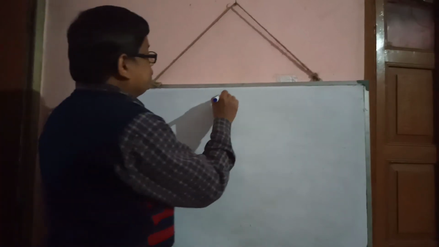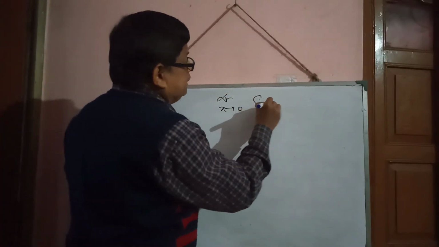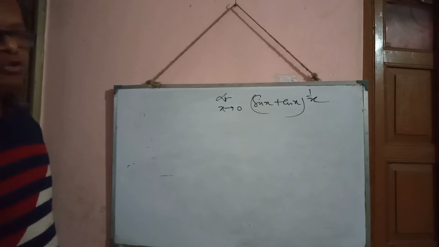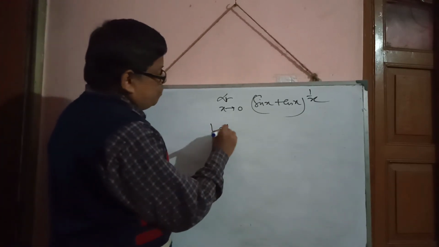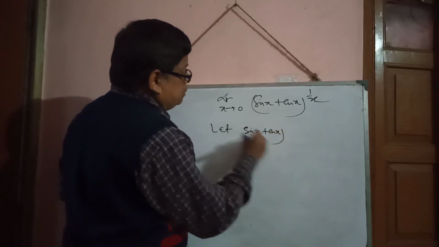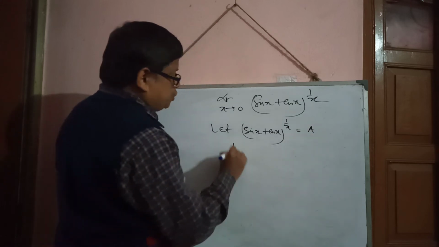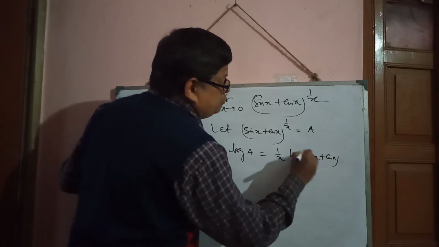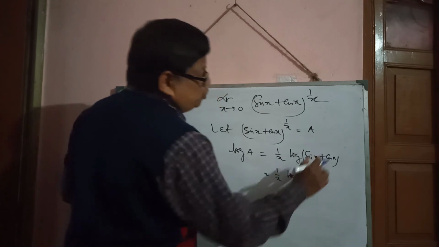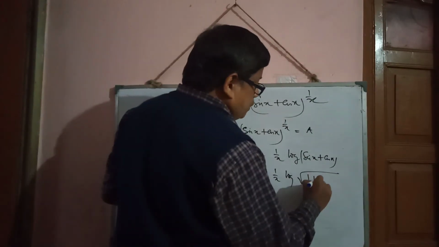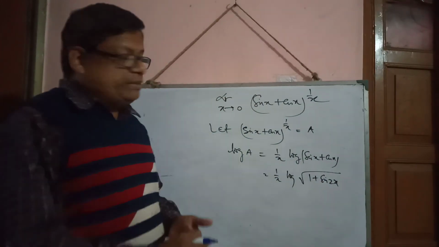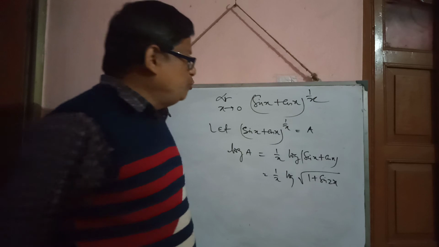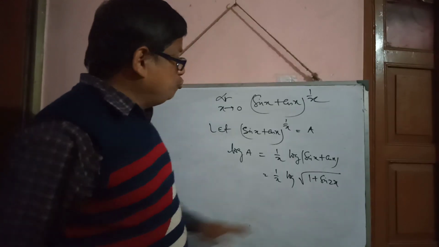Next one. Limit x tends to 0 of (sin x plus cos x) whole to the power 1 by x. Okay, how to solve? Let (sin x plus cos x) whole to the power 1 by x equal to a. So take log a equal to 1 by x log (sin x plus cos x), you can write. So 1 by x log, and sin x plus cos x we can write as root under 1 plus sin 2x. 1 can be sin square plus cos square x, and sin 2x is 2 sin x cos x. So it will be (sin x plus cos x) whole square, root is given. So it will be 1 plus sin 2x.